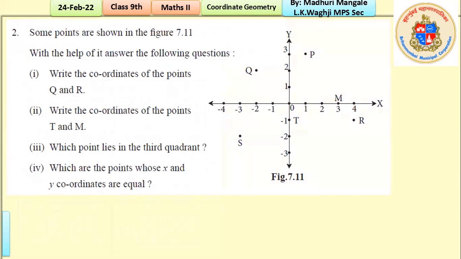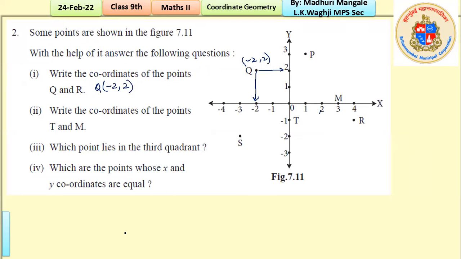Okay, let's look at another type of question. Now these types of questions are again very important ones. Some points are shown in this figure. With the help of it, we have to answer a few questions. We are asked to write the coordinates of the points Q and R. When we start with Q, always start with the x coordinate. What is the x coordinate? It's -2. What's the y coordinate? It's 2. So the coordinates of Q are -2, 2.